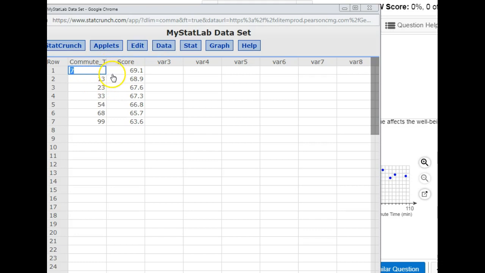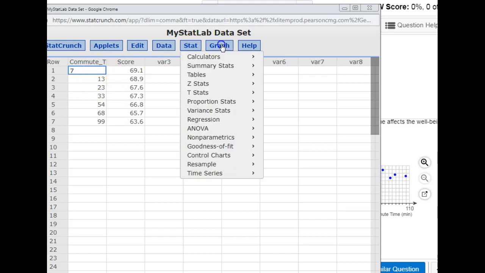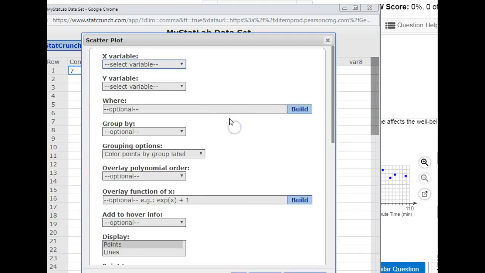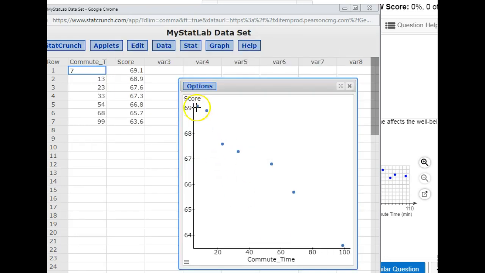And now I've opened up the data in StatCrunch, and I want to go to Graphs, Scatter Plot. Our explanatory variable needs to be x, so that is our commute time, and the response here was our well-being score. When I hit compute, we see the scatter diagram here. And again, note the x and y axis values, they don't start at 0, 0 down here. But look at that overall shape.